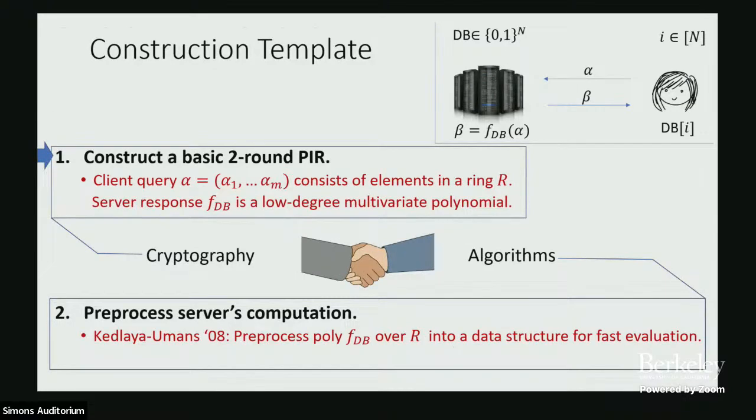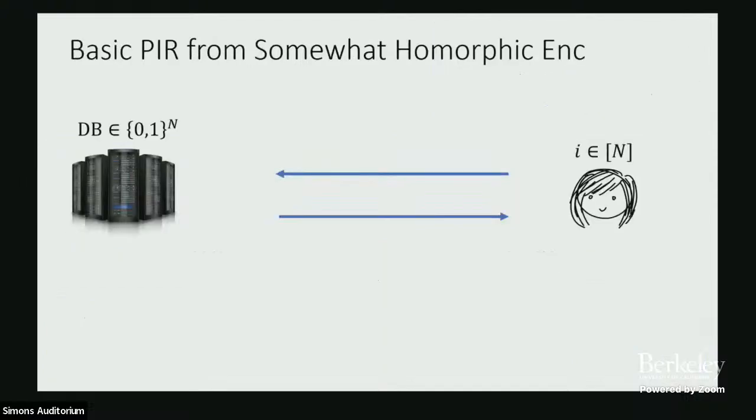Okay, so good. So that was the pre-processing. So now let's talk about how to construct this basic PIR, where the server computation is just evaluating a polynomial over some nice ring. So the idea that we'll use is to build maybe the most intuitive kind of private information retrieval from somewhat homomorphic encryption. Somewhat homomorphic encryption means you can compute some restricted functions, not all functions, over the encrypted data. Namely, we'll want ones where you can compute low-degree polynomials.